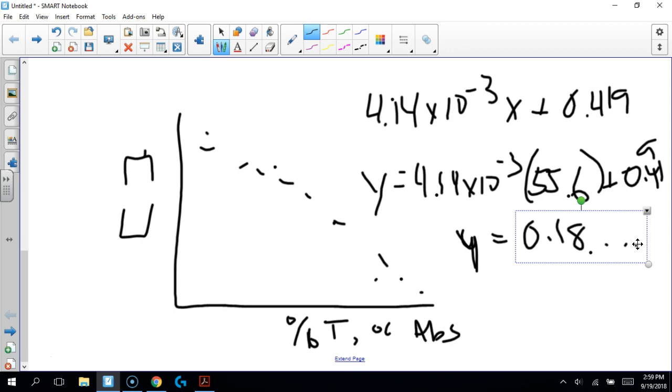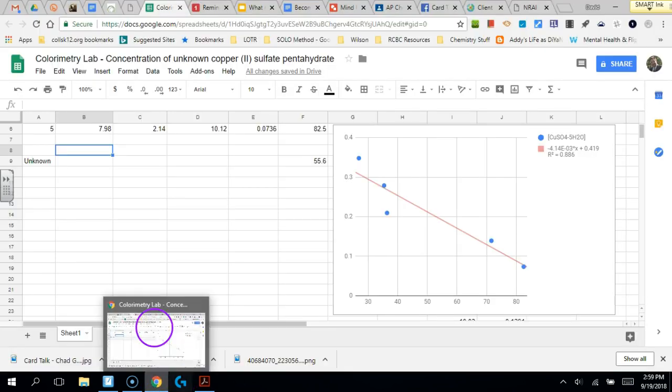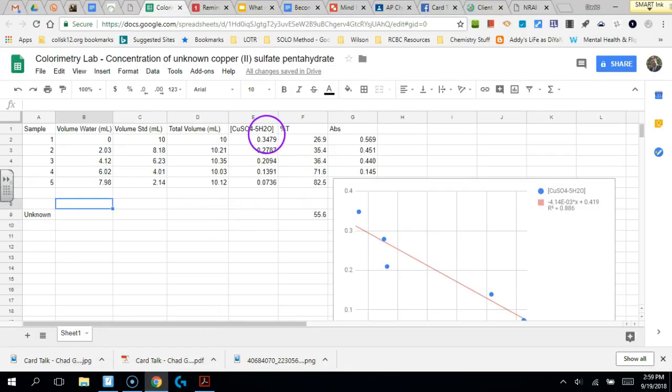And so 0.1888888 whatever seems reasonable based on the data, because the most concentrated thing was 0.34. So if that's 0.34, then that means it's less concentrated than that, which we knew because it was lighter. And so that data makes sense.